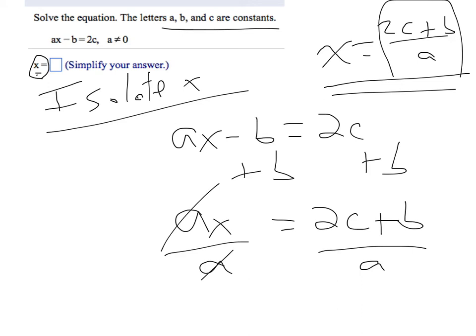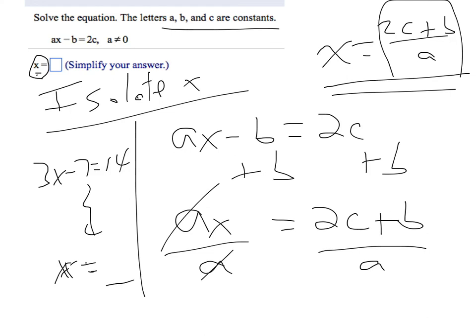So regardless of whether you have letters or numbers, if this had been 3x minus 7 equals 14, we could do the same process. There's no difference in the steps that we would do. We would manipulate it until we had x on this one side by itself and non-x's on the right, and then that will be the solution to the equation.